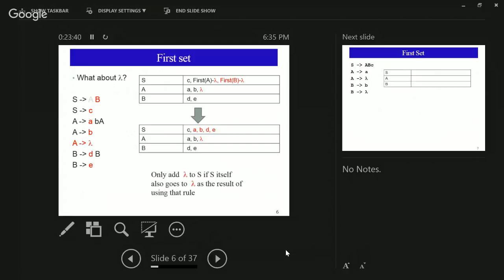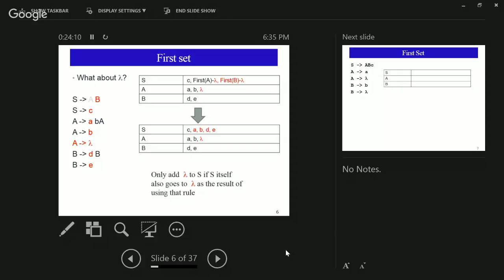Okay, that's what the lambda says, minus the lambda. S could also start with big B because big A could drop out. Then I copy the big B's first set into S. Again, if there were any lambda, don't copy the lambda. Then look at S. Could the S itself go to lambda? That's where you put a lambda in. Okay, that's the only time you'll actually put a lambda in that wasn't there before.